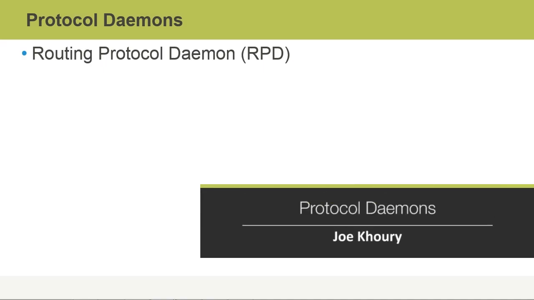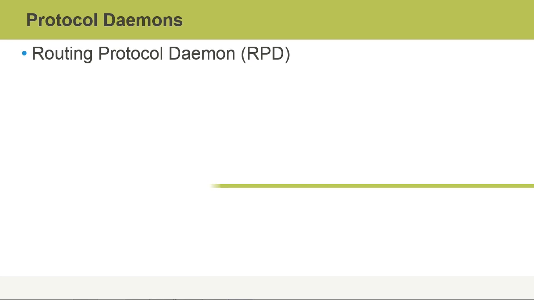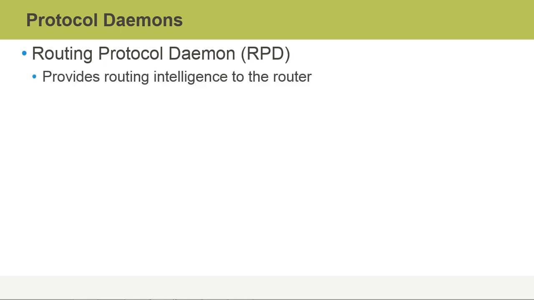Protocol Daemons. The daemons, or Unix background processes that run on the Junos operating system routing engine, perform a number of management, control, and processing functions. Let's have a look at the routing protocol daemon. The routing protocol daemon is essential to the functionality of the routing engine in the Junos operating system. It feeds intelligence to the router, and for all intents and purposes, controls the forwarding of packets.